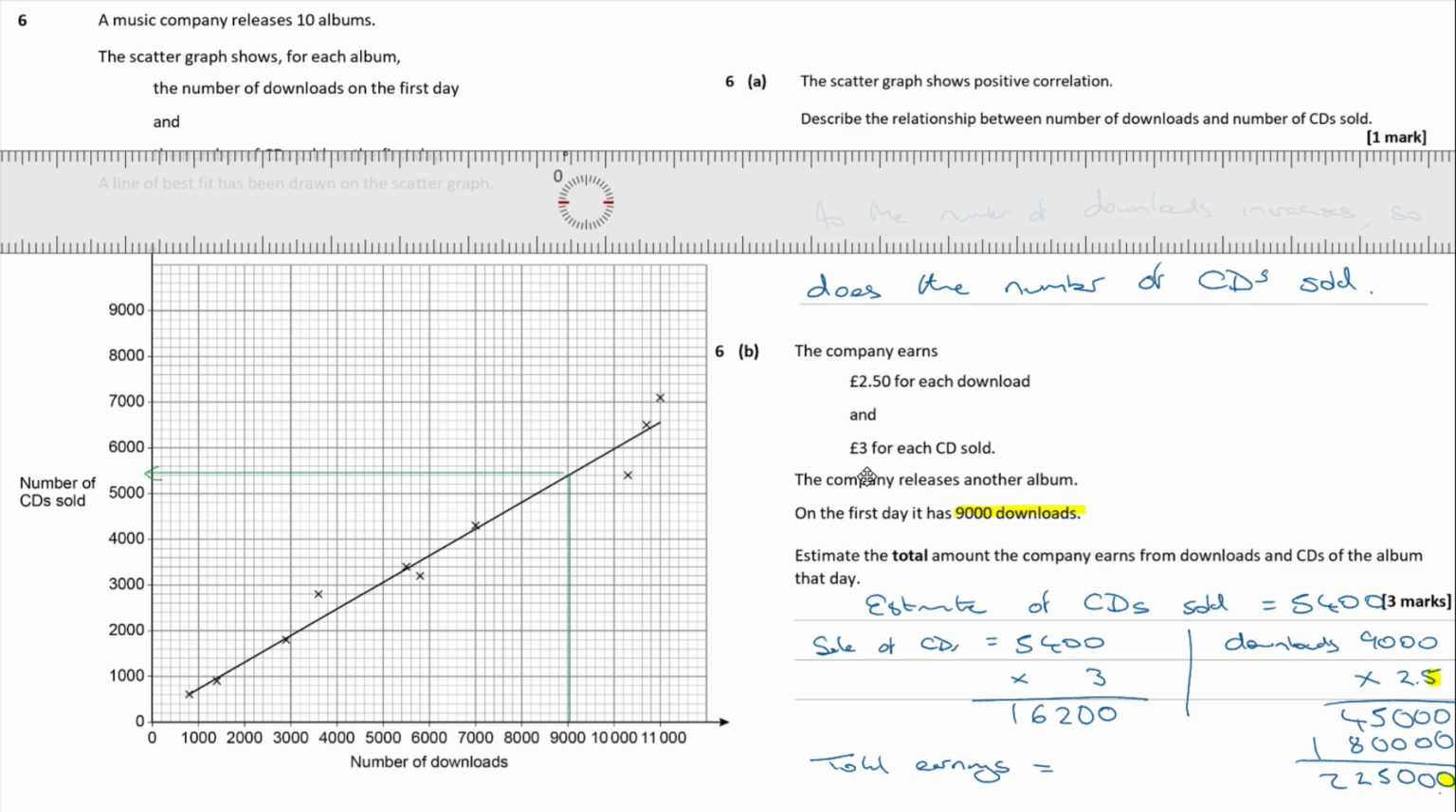Okay, so then total earnings are going to be those two added together then, isn't it? It's going to be 16,200 plus 22,500. What does that come to? 16 and 22 is 32, 38.